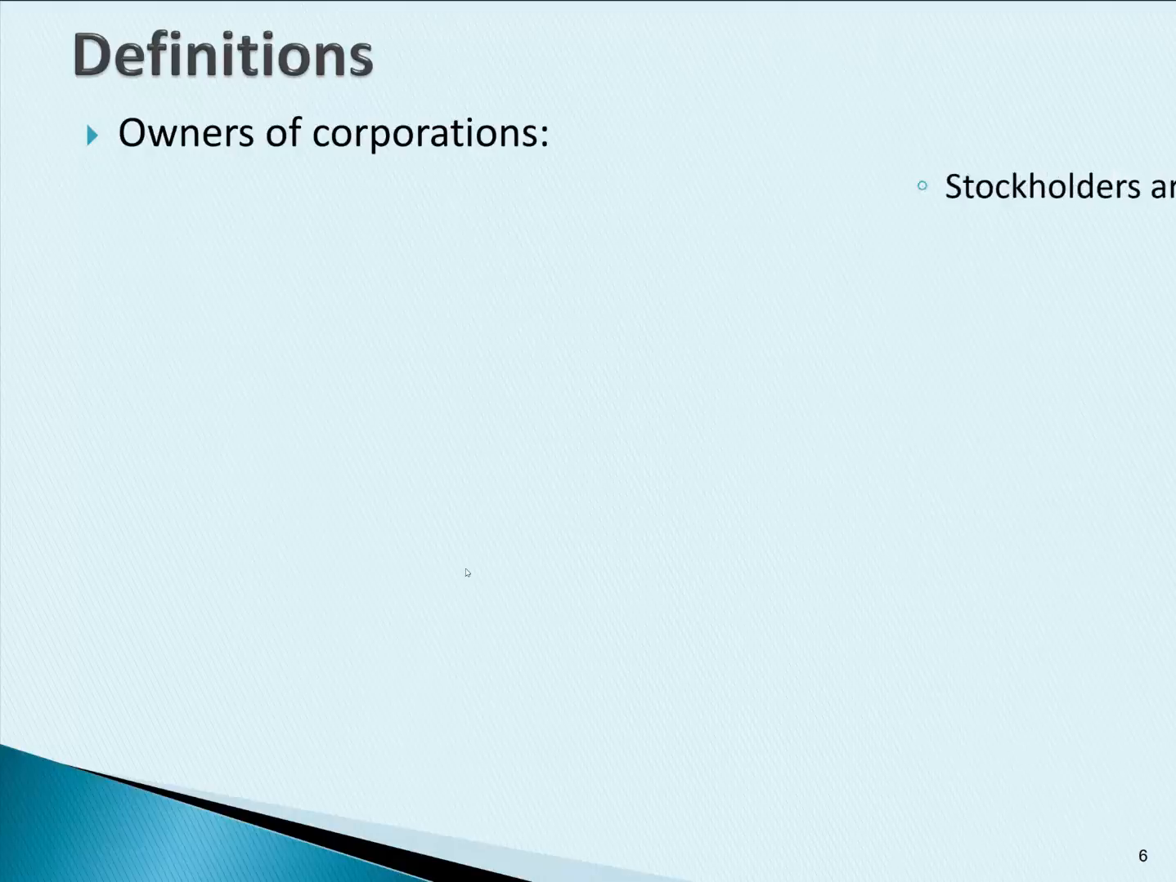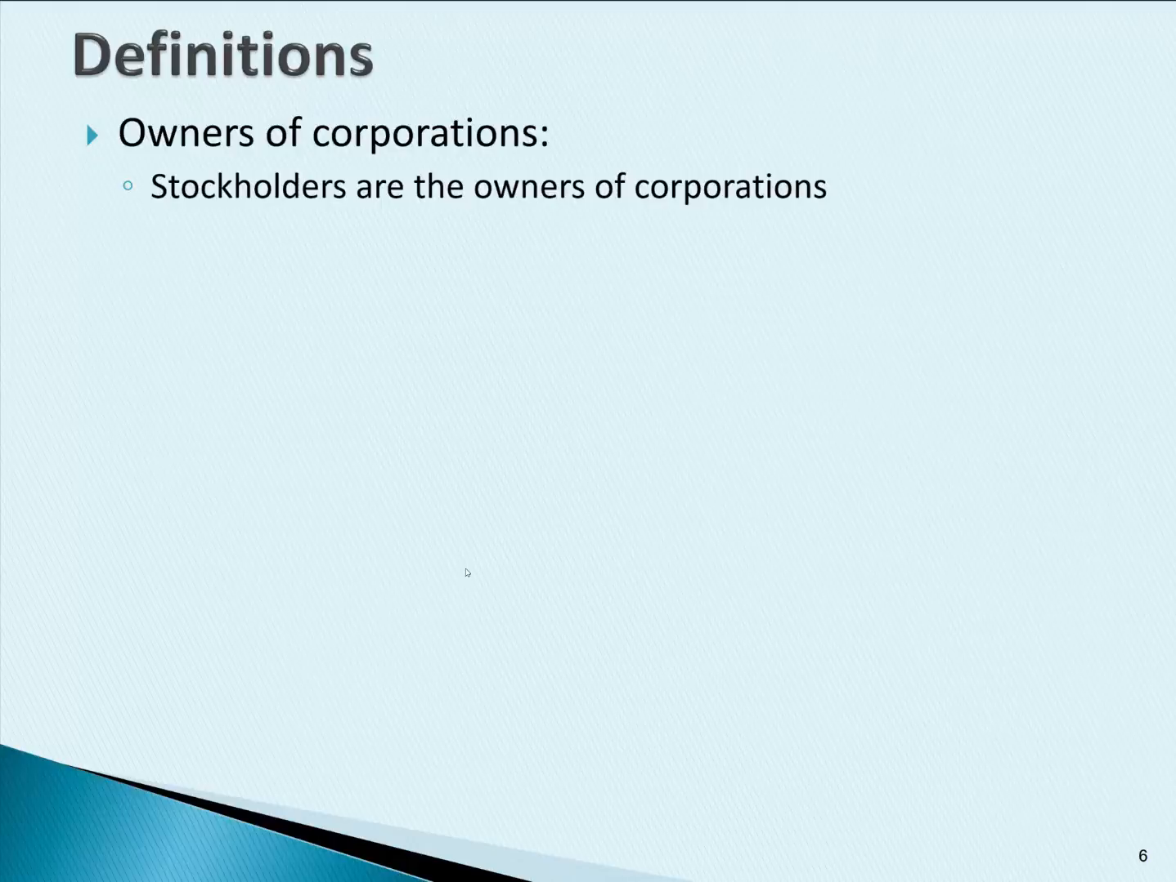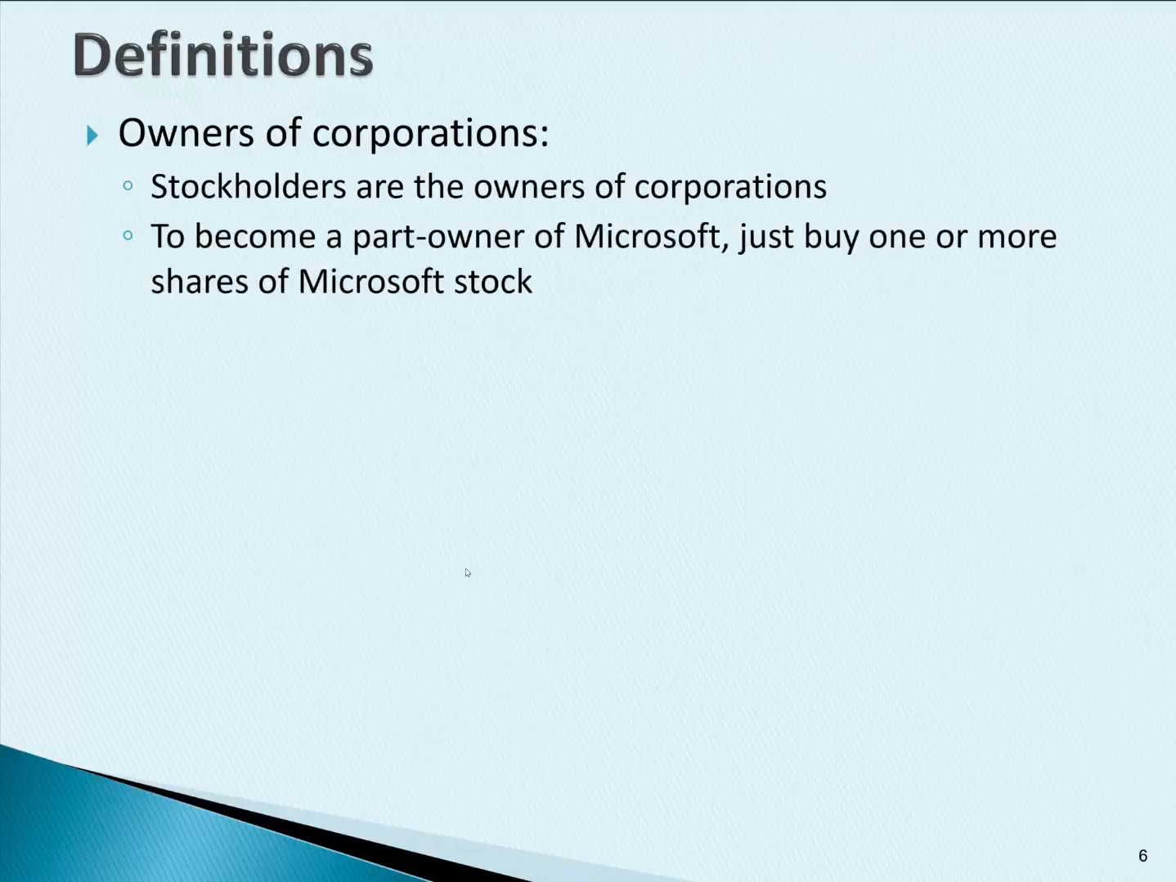Now let's talk about some definitions. Owners of corporations. The owners of a corporation are the stockholders. So in other words, to become a partial stockholder, to become a part owner of Microsoft, all you have to do is buy one or more shares of Microsoft stock.